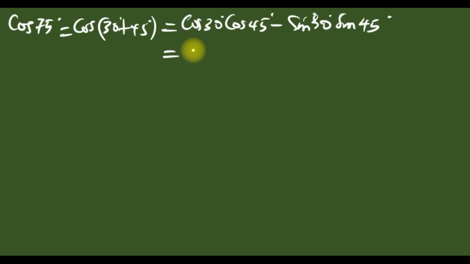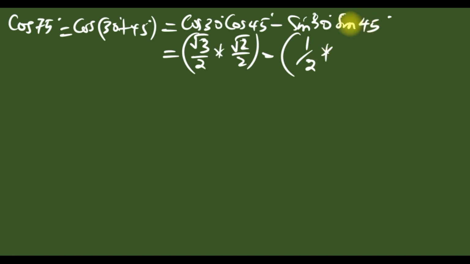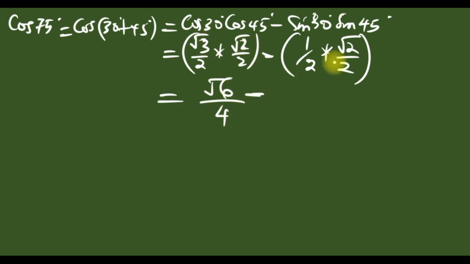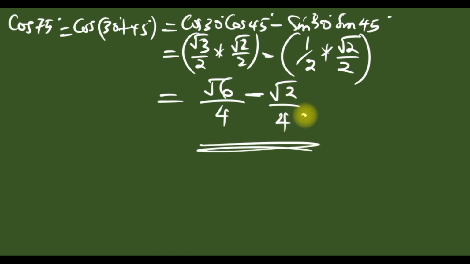So cos 30 is root 3 over 2, cos 45 is root 2 over 2, minus sine 30 is half, sine 45 is root 2 over 2. So this is root 3 times root 2, which is root 6 over 4, minus 1 times root 2, which is root 2 over 4. So that's our answer. So the questions are very tricky but very simple. Thank you.